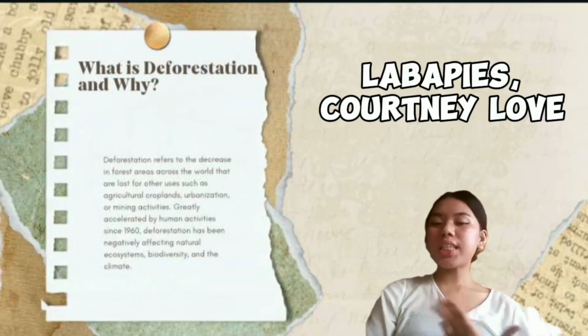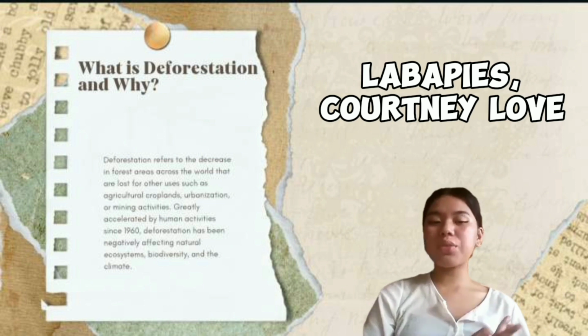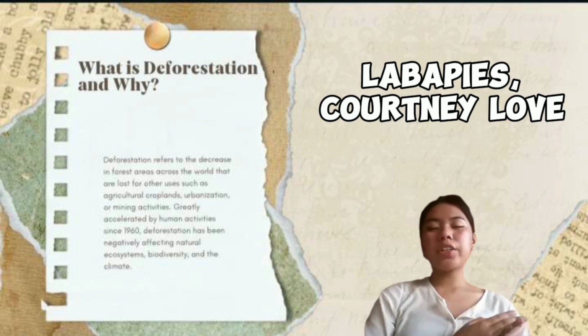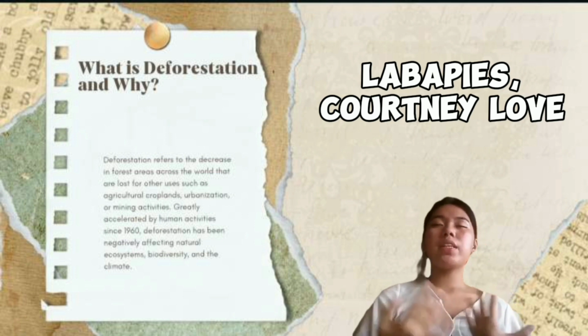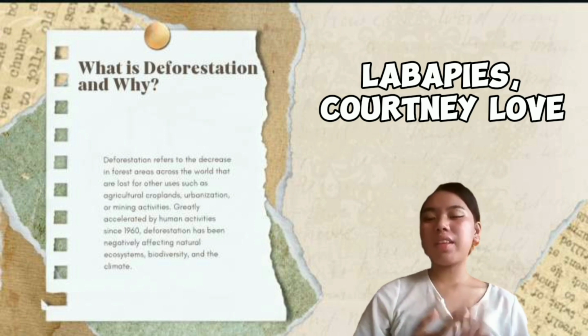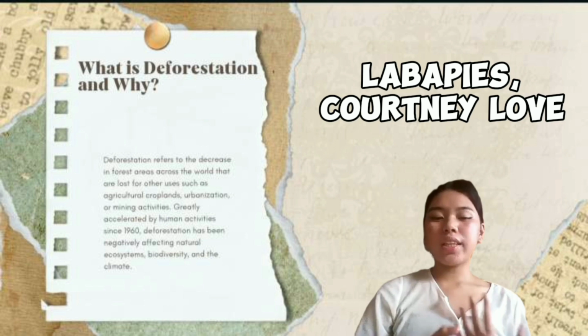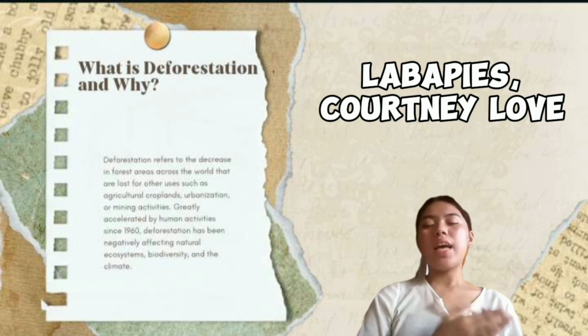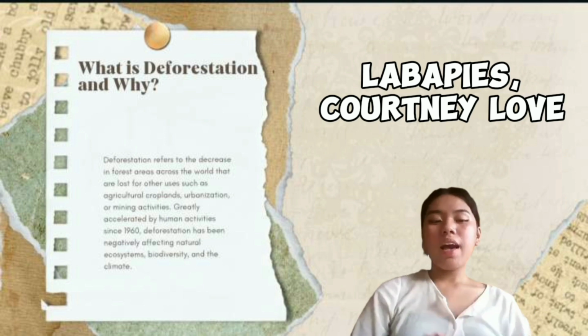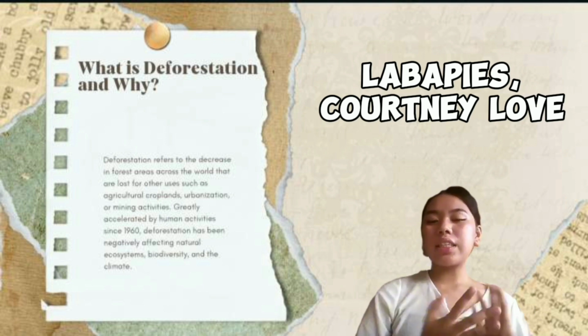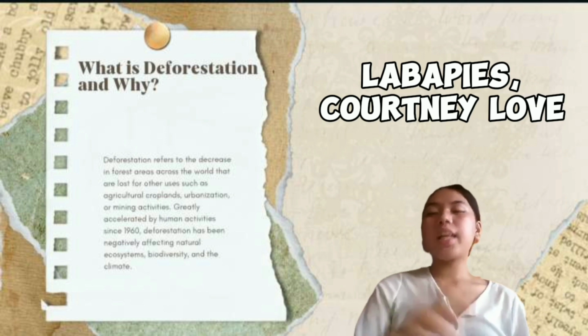Deforestation is the decrease in forest areas across the world that are lost for other uses such as agriculture, croplands, urbanization, or mining activities, greatly accelerated by human activities since 1960. Deforestation has been negatively affecting natural ecosystems, biodiversity, and the climate.